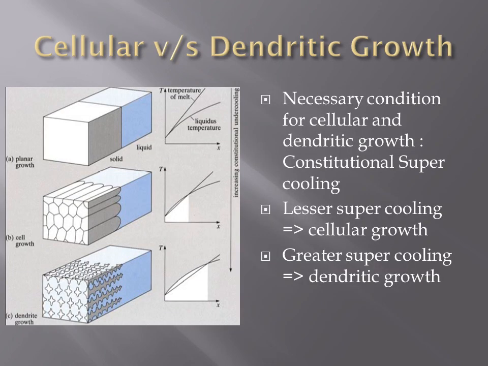Now, we'll explain the difference between cellular and dendritic growth. For a planar growth, as we saw, the temperature of the melt has to be greater than liquidus temperature at all times, so that when a perturbation comes on the liquid-solid interface, it melts back and we get planar growth all the time. But for a dendritic growth or a cellular growth, the necessary condition is obviously constitutional supercooling, as we saw earlier. According to the graphs on the left, we can see that for lesser supercooling we have cellular growth, and for greater supercooling we have dendritic growth.